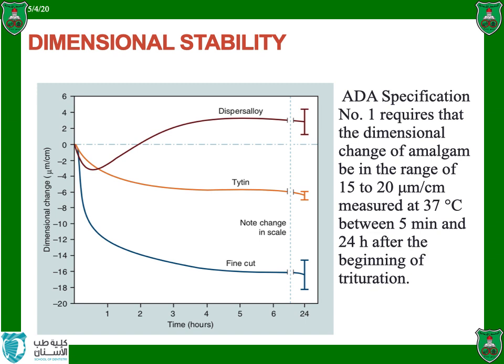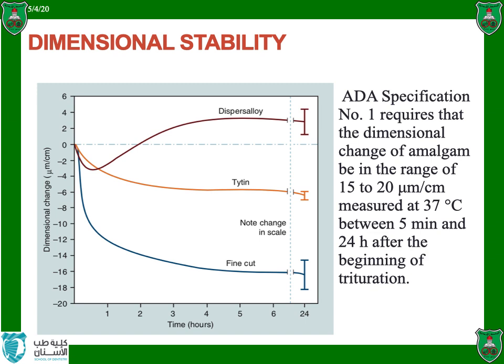يعني الحجم أو التغير في الحجم المسموح لنا بالنسبة لحشوات الفضة هو اللي بيجي ما بين 15 إلى 20 ميكرومتر لكل سنتيمتر. يعني كل سنتيمتر من الحشوة safe، الرينج تبعنا ممكن إنه يصير فيها تقلص أو تمدد بما قيمته 15 إلى 20 ميكرومتر لكل سنتيمتر. إذا زاد التغير في الحجم عن هذا المقدار رح يصير في عنا مشكلة، إما micro leakage مع contraction أو pain مع ال expansion زي ما حكينا قبل شوي.